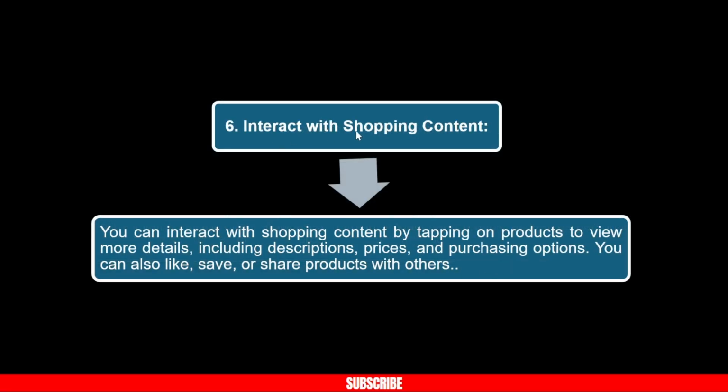Next step is to interact with the shopping content. You can interact with the shopping content by tapping on products to view more detail, including descriptions, prices, and purchasing options. You can also like, save, or share products with others.